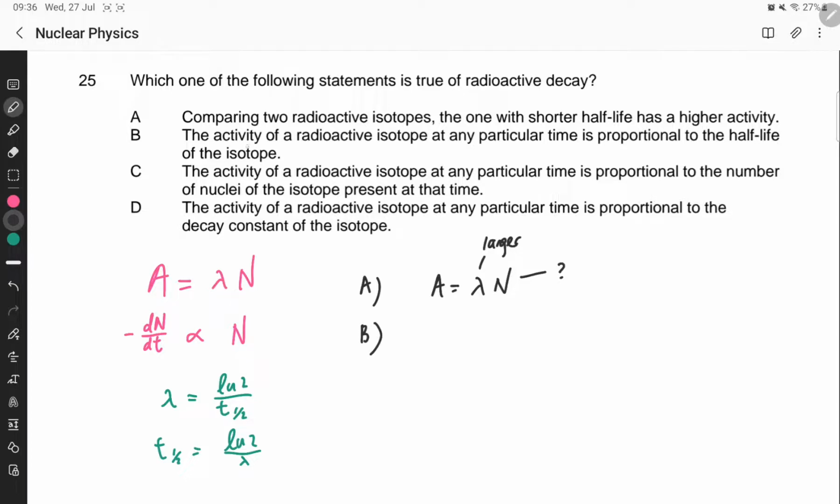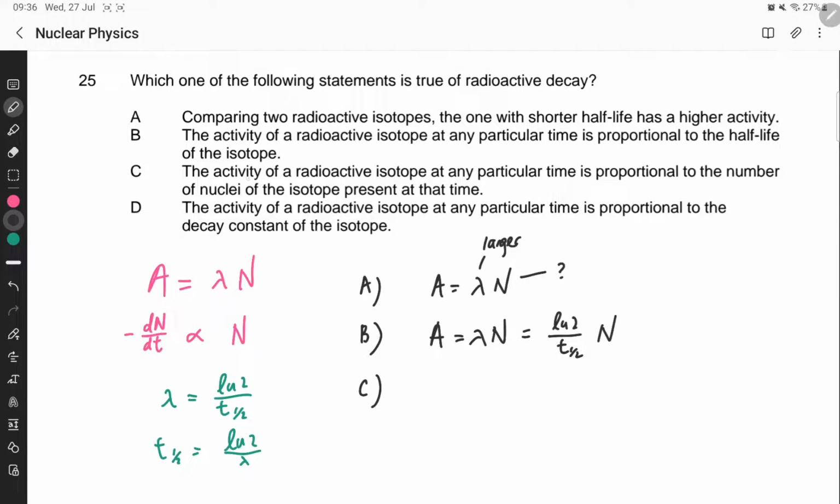Option B, activity of a radioactive isotope at any point in time is proportional to half-life. We can see that this is definitely not true, because the activity at any time equals lambda N, and that equals ln 2 over t half, times N. So there's no proportional relationship between these two. Therefore this is false as well.